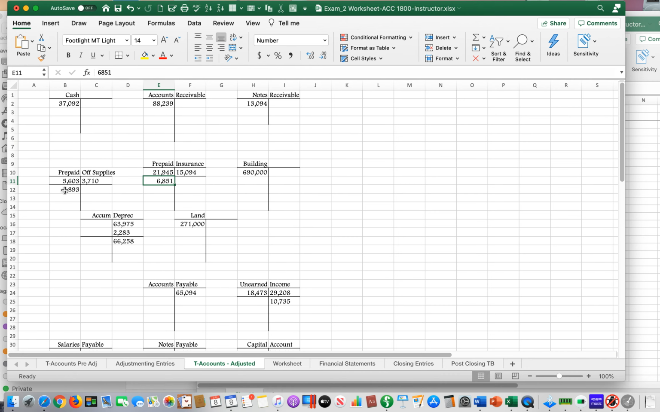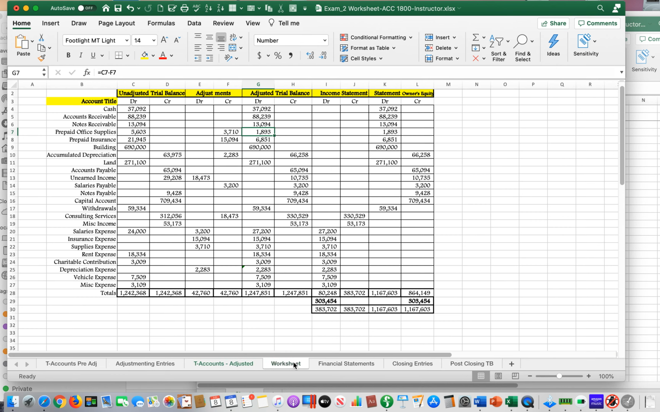See this right here, same number. Here we have prepaid insurance, starting out with $21,945. We had an adjustment of $15,094. Credit, debit minus the credit in this case would be a debit balance of $6,851.